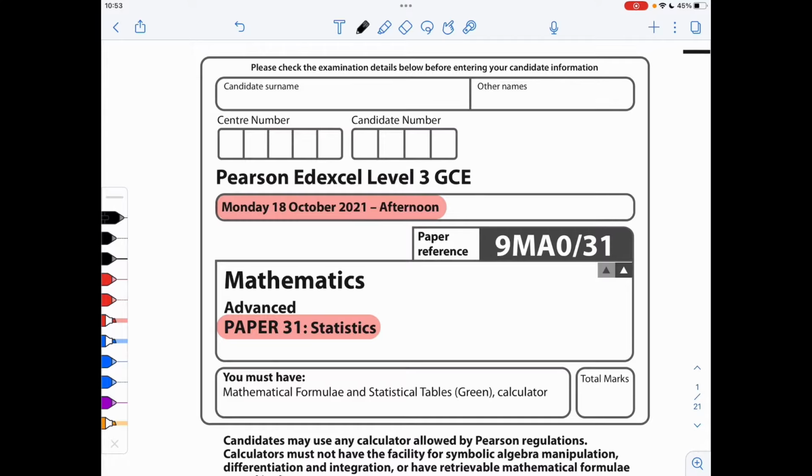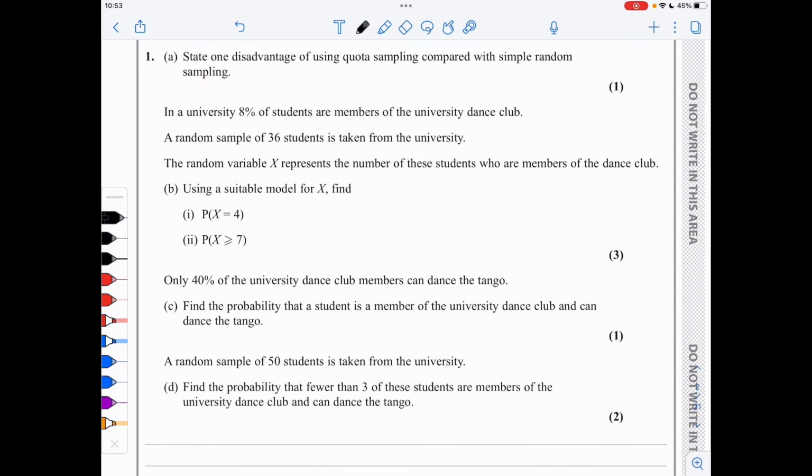Hi everyone, today we'll be looking at the statistics paper of the A-level of October 2021. In question 1, we need to state one disadvantage of using quota sampling compared with simple random sampling.